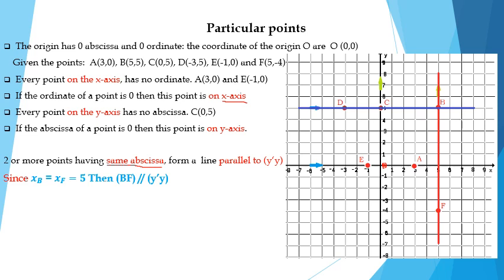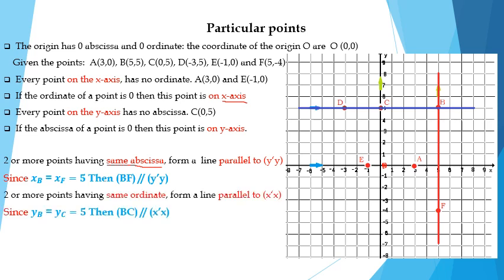Similarly, let's look at B and D. B has an abscissa 5, D has an abscissa of -3. Okay, now let's look at their ordinate. B has ordinate 5, and the ordinate of D is 5. Since B and D have the same ordinate, which is 5, then the line formed by BD is parallel to the x-axis. Okay, again, if the points have the same abscissa, then the line formed is parallel to y prime y.